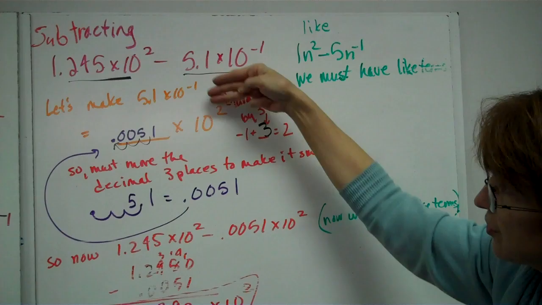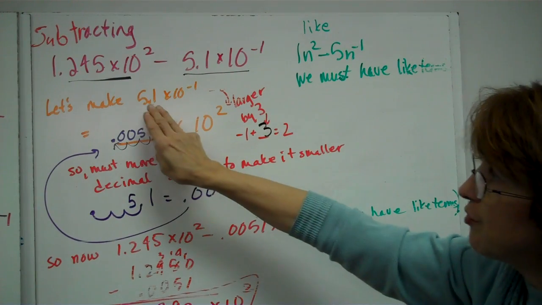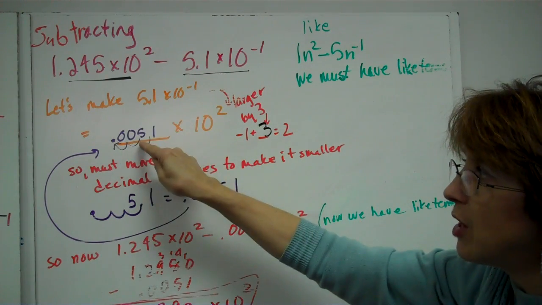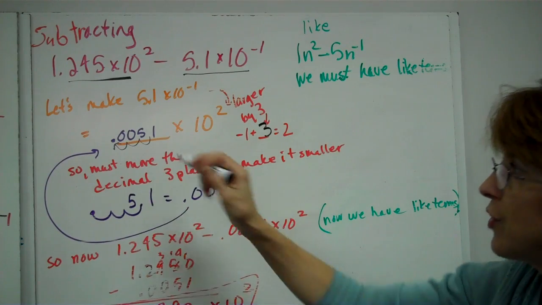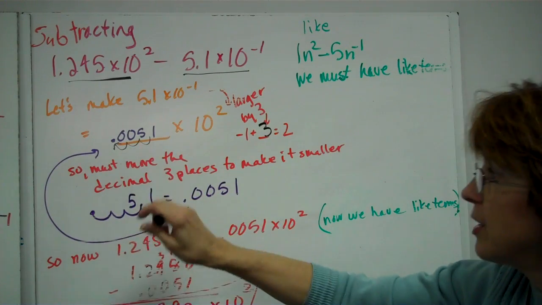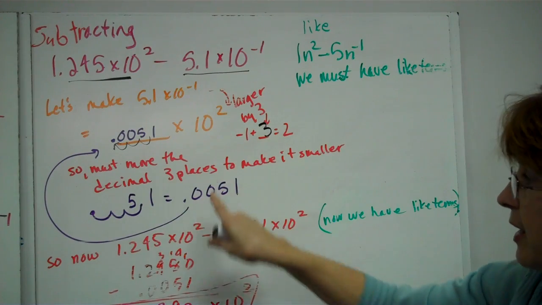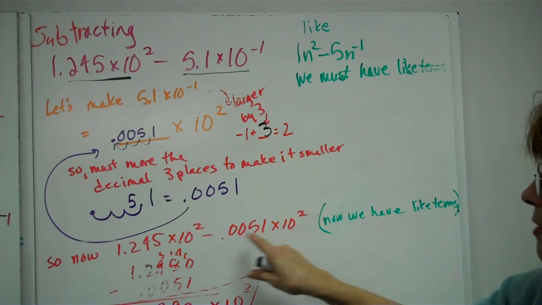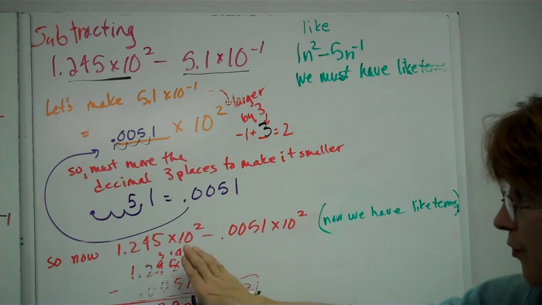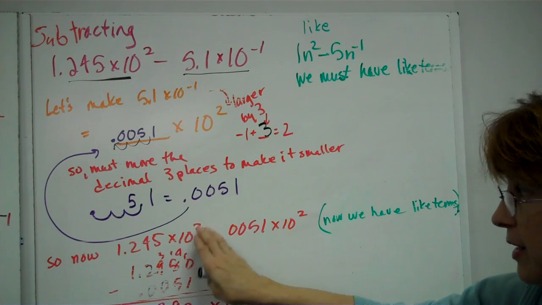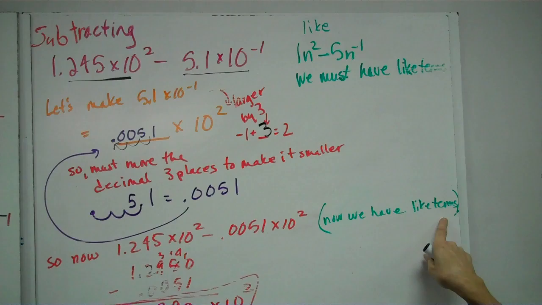So if I go larger by 3 with the exponent of 10, I've got to move my decimal place to make this number smaller so that they're equal. So I move it over 3 places to make it smaller. So it's 0.0051 times 10 squared. Now I can add them, because now I have the same base raised to the same power. So I have like terms.